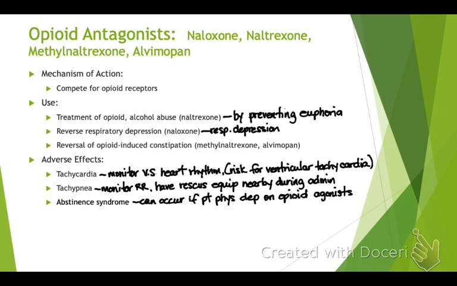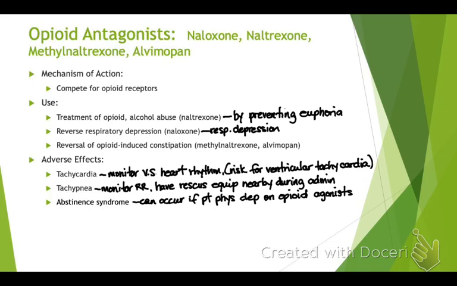Adverse effects that these opioid antagonists do have: tachycardia, tachypnea, and abstinence syndrome. So your tachycardia, again, you want to monitor your vital signs, your heart rhythm. Patients will have a risk for ventricular tachycardia. Tachypnea, again, monitor your respiratory rate. Have resuscitation equipment nearby during the administration. And then abstinence syndrome. So it can occur if the patient is physically dependent on the opioid agonist.